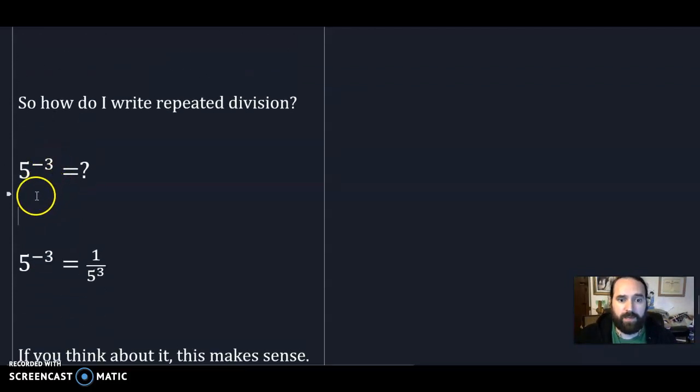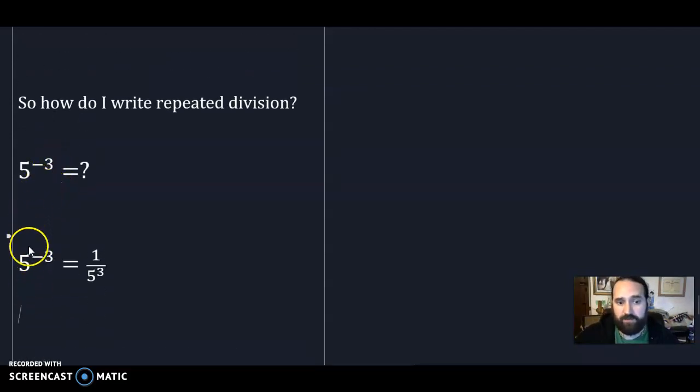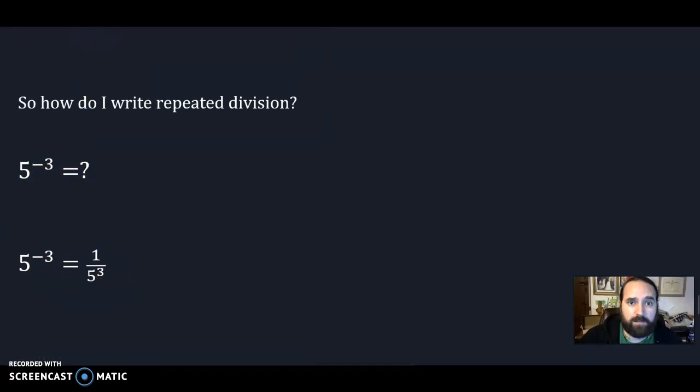So my repeated division, 5 to the negative 3rd, would be written like we have here. 5 to the negative 3rd would become a 1 over 5 to the 3rd. I just pop it straight into the denominator of a fraction. I cannot stress enough, guys, that it's just the thing with the negative exponent that moves. This will be more relevant later on. But for now, 5 to the negative 3 becomes 1 over 5 to the 3rd.